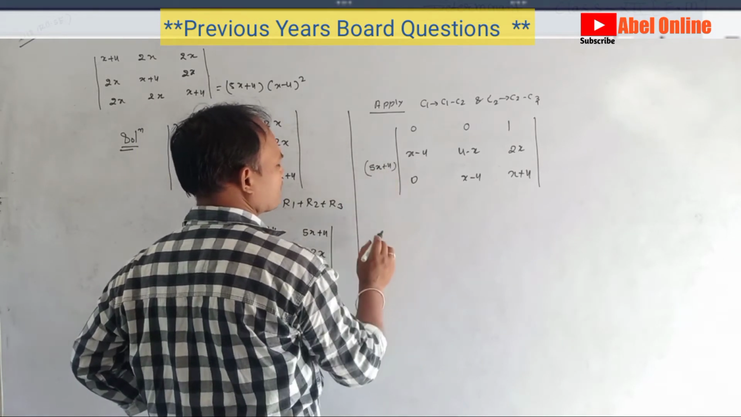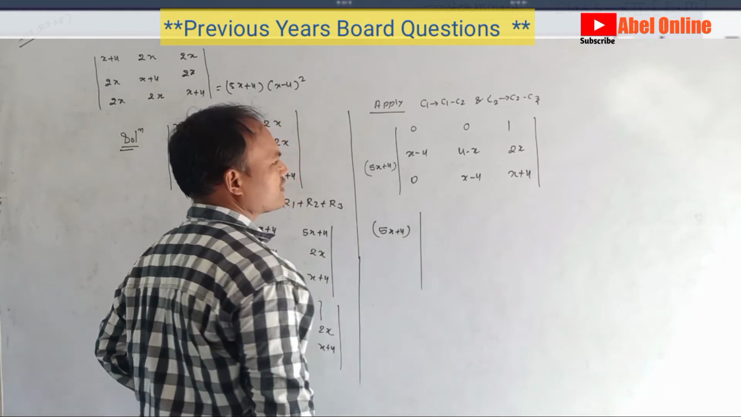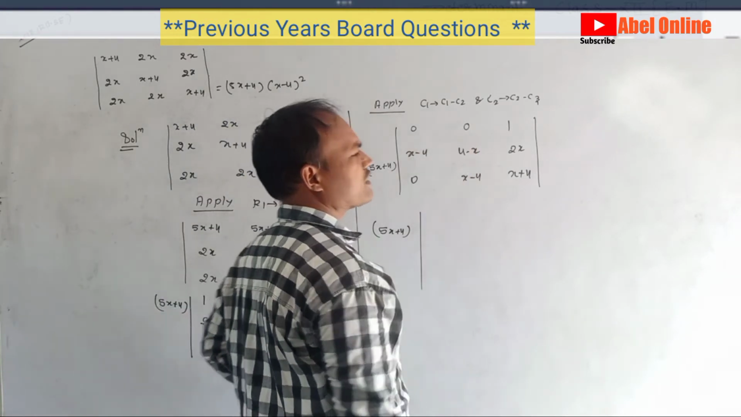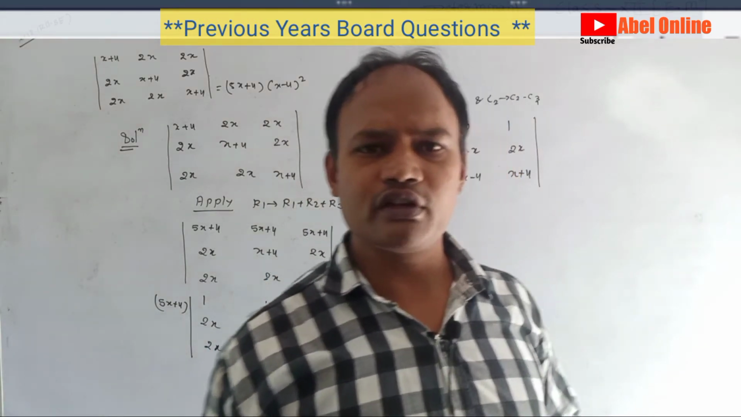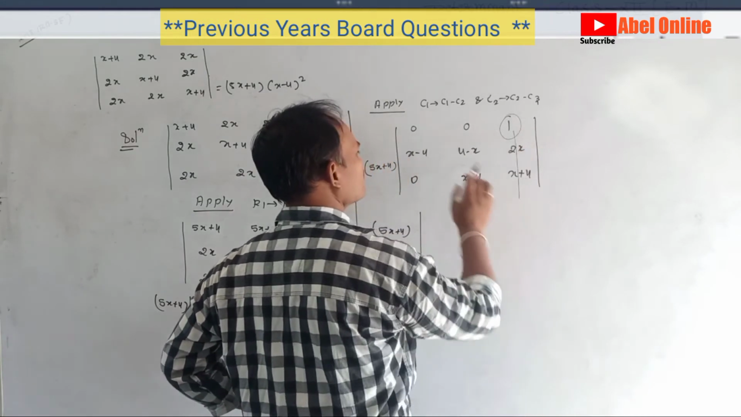What is 5x plus 4? So 5x plus 4 is already common. Is anything else common? There is nothing common. So there are two zeros, and we know that if we get two zeros, then we have to expand by the third element. So what is the third element? The third element is this, so we have to operate by this.